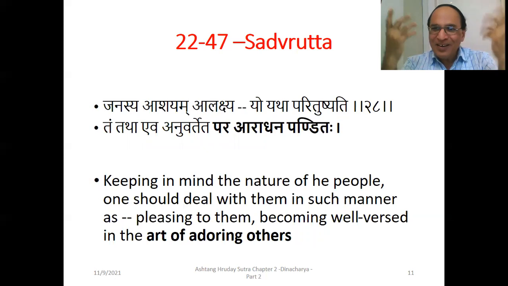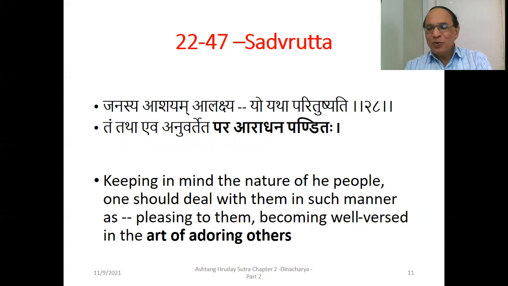Okay. Janasya ashayam alaksha yo yatha paritushyati tam tatha ev anuvartet par aradhana panditaha. Keeping in mind the nature of the people, one should deal with them in such a manner pleasing to them. You should understand what is going on inside the mind of the person in front of you. It may be your son, your father, your teacher, your boss. Try to understand what is going on in their mind. And accordingly, if you start talking with them in their language, about their concern, then they will be happy.